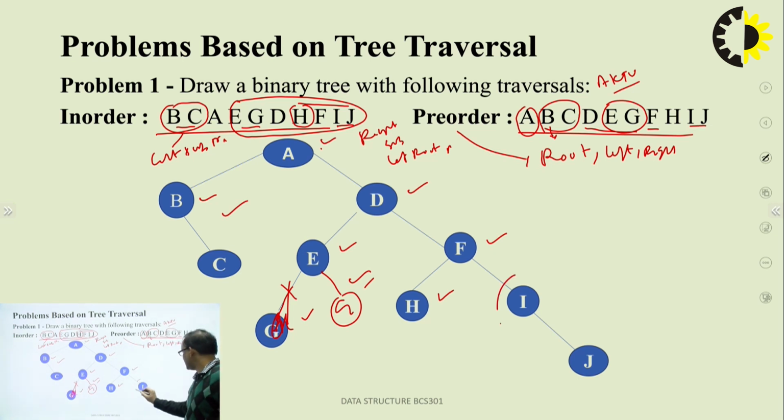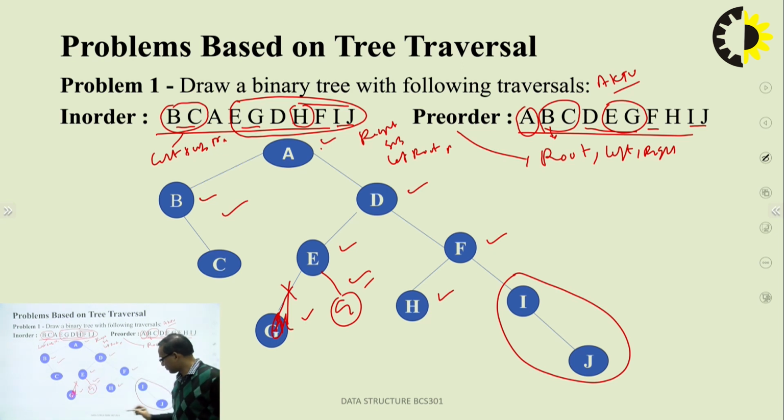So let us discuss the in-order traversal of this. Left, root, and right. There is no left. So in this case, I and J will be the sequence. Again, the pre-order sequence is I and J. So this will be the complete binary tree. This will be the final binary tree for the given sequence.